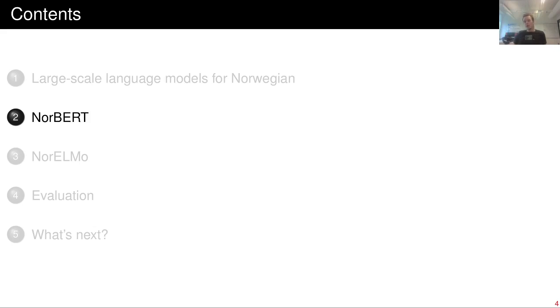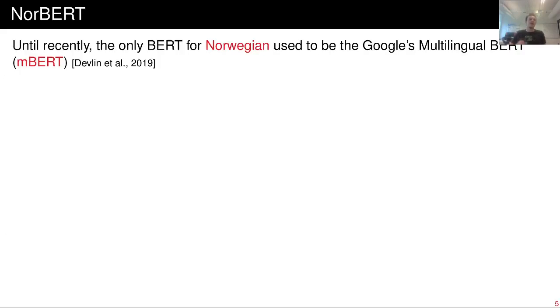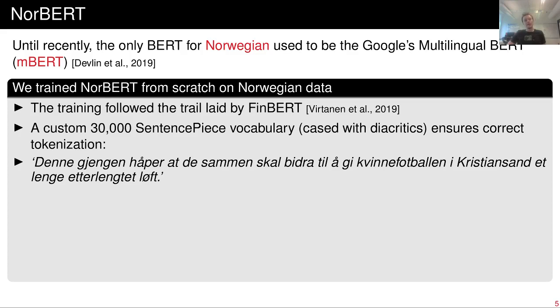So what models have we made available, and what models have we trained and evaluated recently? Let's start with NorBERT. Until recently, the only BERT model available for Norwegian was Google's multilingual BERT, or mBERT. This was not enough, and thus we trained our NorBERT model from scratch on Norwegian data, essentially following the workflow which was used by the creators of Finnish BERT.